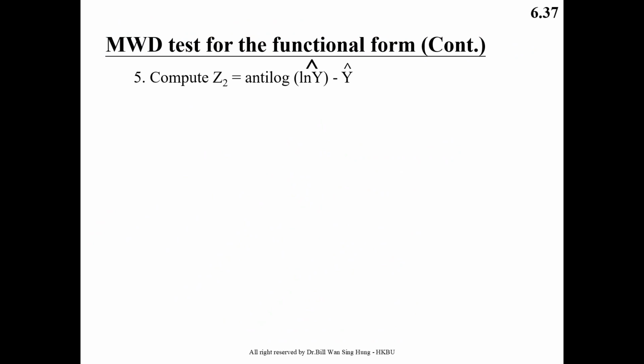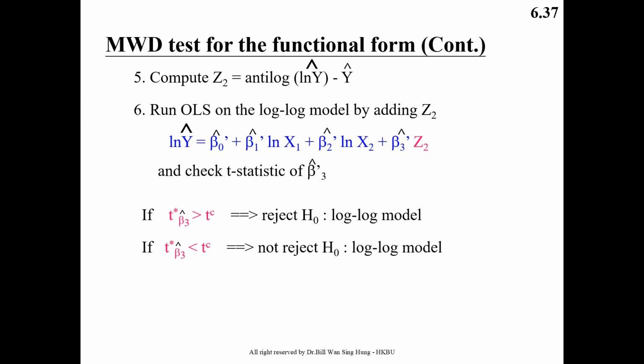MWD test for the functional form continued. Compute Z2 as the natural log of y hat minus y hat. Run OLS on the log model by adding Z2, and check the t statistic for beta 3 hat prime. If the computed beta 3 hat prime is greater than t tabulated, then we will reject H0, and that H0 is the log model.